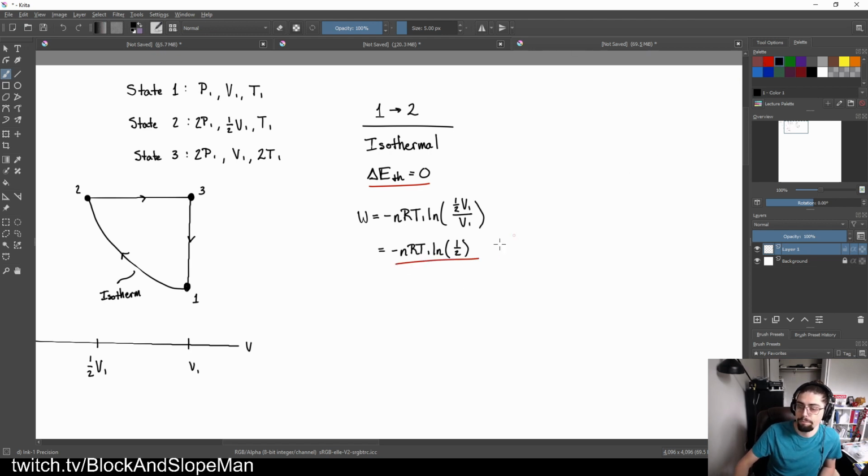We got that. Now let's look at QH, or not QH, sorry, jumping way ahead of myself here. We look at Q, and we can say, okay, Q is the negative of work. Since delta E thermal is going to be 0, Q is equal to negative W. That means that Q is equal to nRT1 natural log of 1/2.